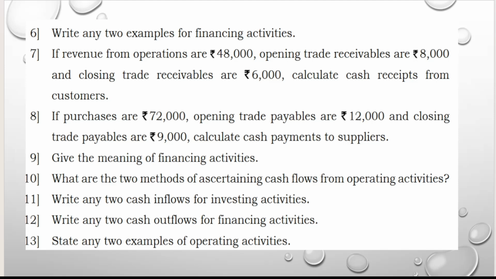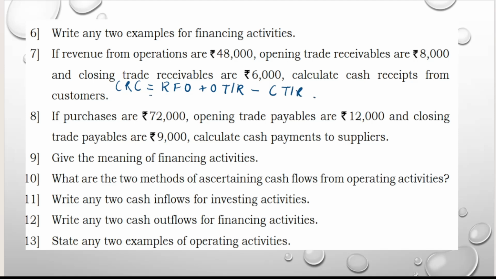Now, a simple question. If revenue from operation is 48,000, opening trade receivables are 8,000 and closing trade receivables are 6,000, calculate cash receipts from customers. There is a formula. Cash receipts from customers equals revenue from operation plus opening trade receivables minus closing trade receivables.